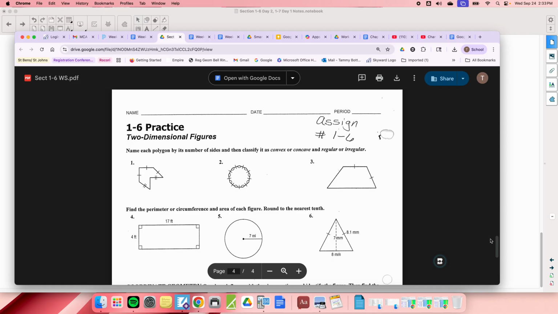On top of your page, what I'd like you guys to write is section 1-6 worksheets. Okay? Section 1-6 worksheets. All right. Hold on a second.